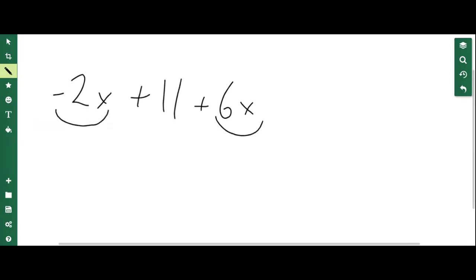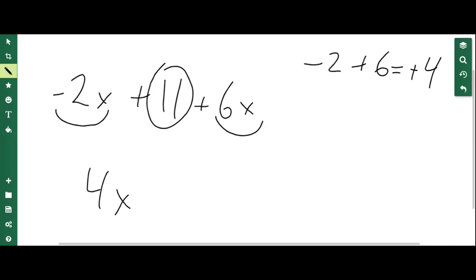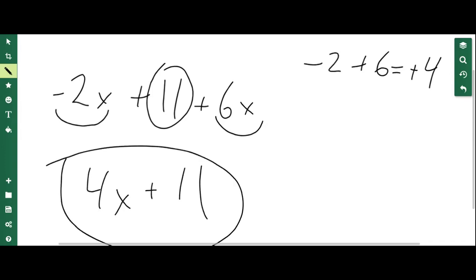Let's look at another expression. Negative 2x plus 11 plus 6x, right? These are my like terms because they have an x. This one is by itself. There's no other constant, so we just leave it as it is. But what is negative 2 plus 6? Well, we know when we're adding two numbers that have different signs, we find the difference. So what is 6 minus 2? Well, that is 4. And we keep the sign of the larger number. In this case, it's 6, so it's going to be positive 4. So negative 2x plus 6x is going to be 4x. 11 has nothing to combine, so we just bring it down.